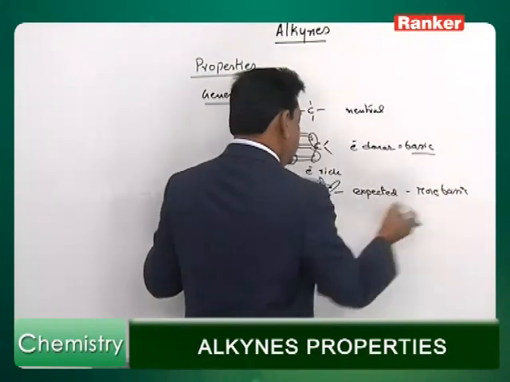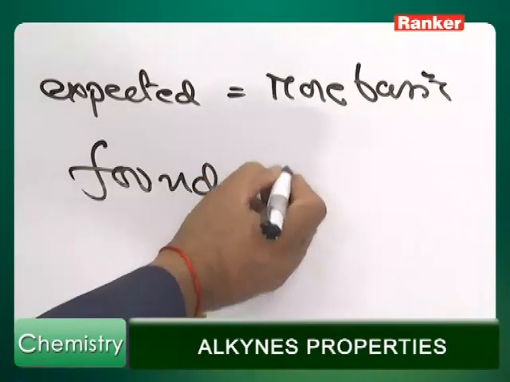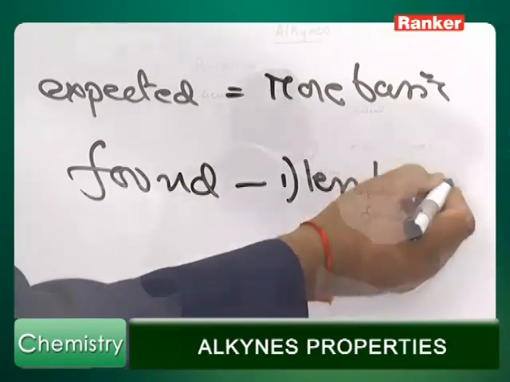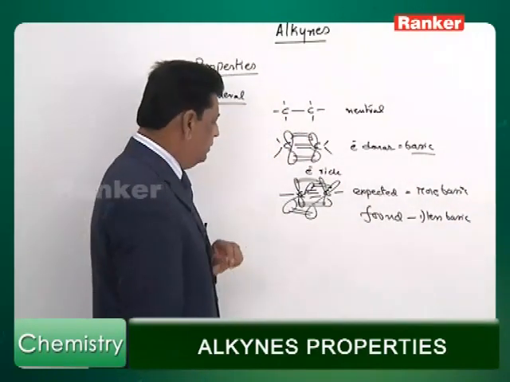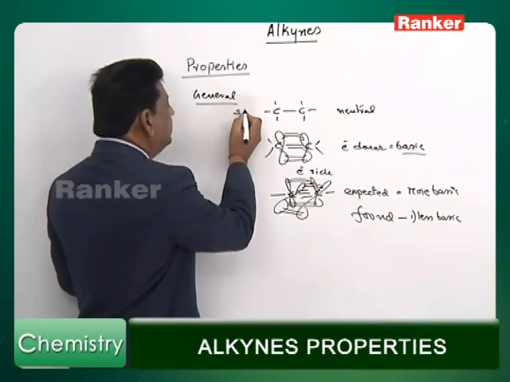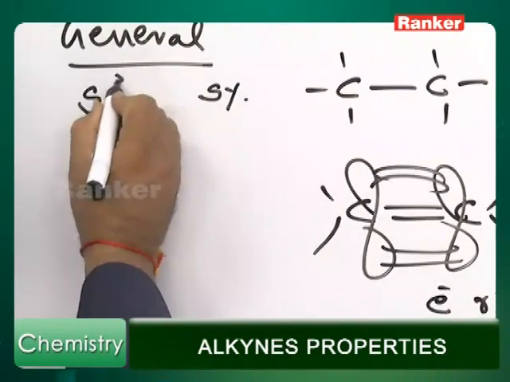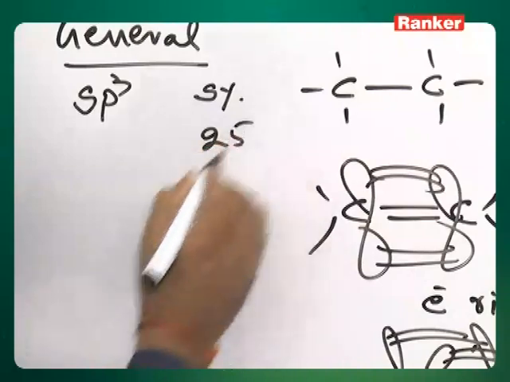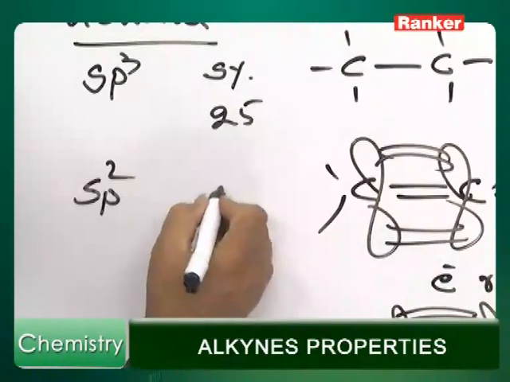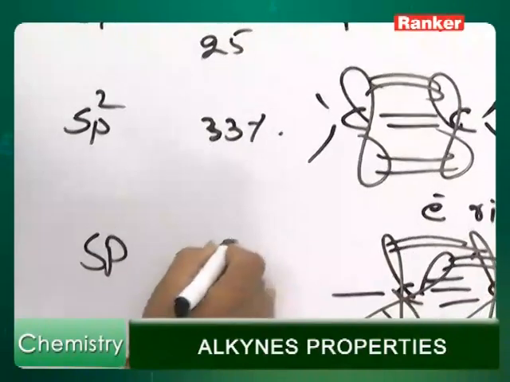But what is found is not more basic; it is found to be less basic only. Why is it less basic? If you see the carbon, there is the S percentage and the P percentage. This is sp3 hybridization, where the S percentage is 25%. Here sp2 carbons are used, so the S percentage is 33%. In the sp hybridization, the S percentage is 50.